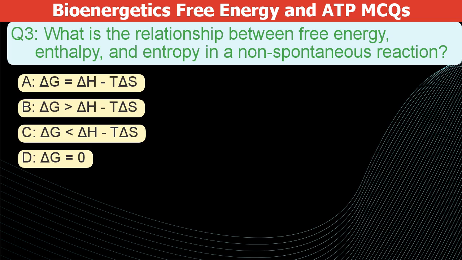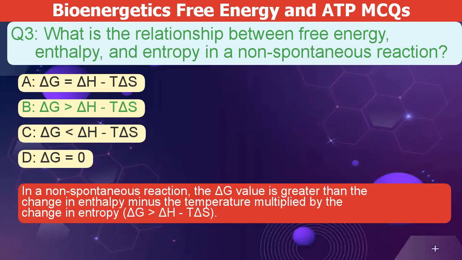0. What is the relationship between free energy, enthalpy, and entropy in a non-spontaneous reaction? A. Delta G equals delta H minus T delta S. B. Delta G is greater than delta H minus T delta S. C. Delta G is less than delta H minus T delta S. D. Delta G equals 0. The correct answer is B. In a non-spontaneous reaction, delta G is greater than delta H minus T delta S.